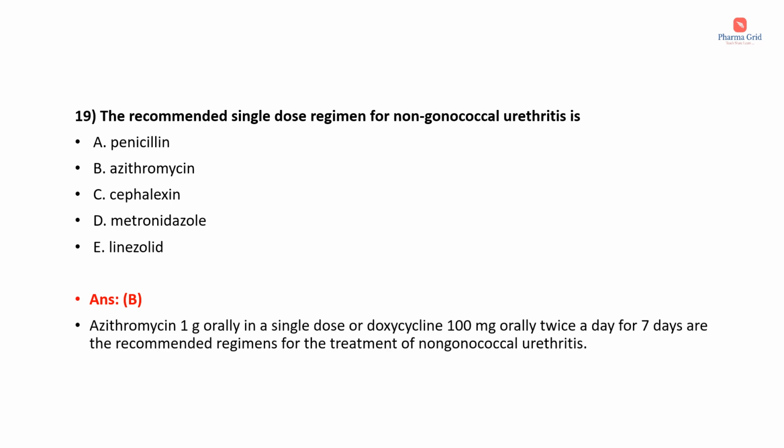Azithromycin is a macrolide antibiotic. Azithromycin 1 gram orally in a single dose or doxycycline 100 mg orally twice a day for 7 days are the recommended regimens for the treatment of non-gonococcal urethritis.